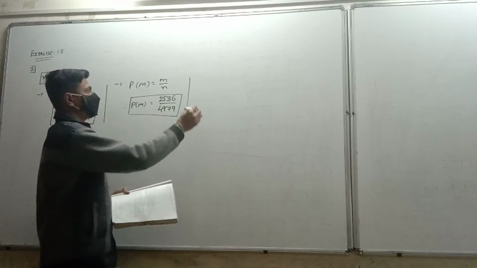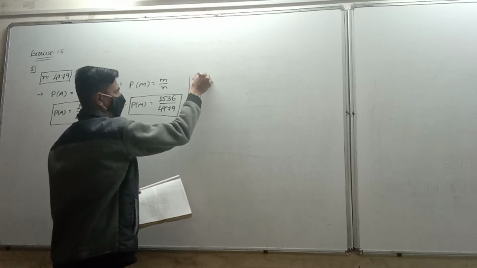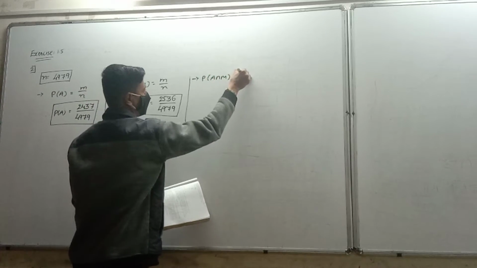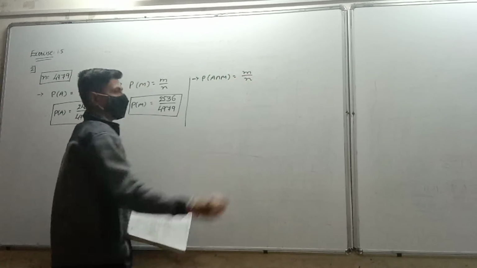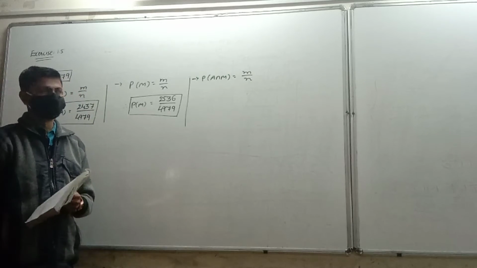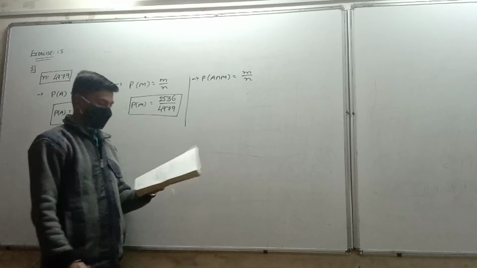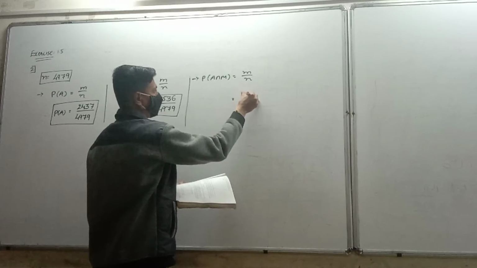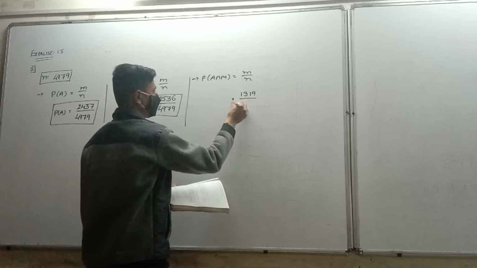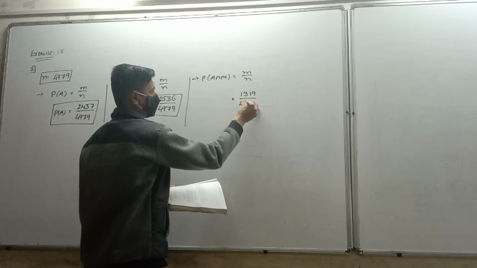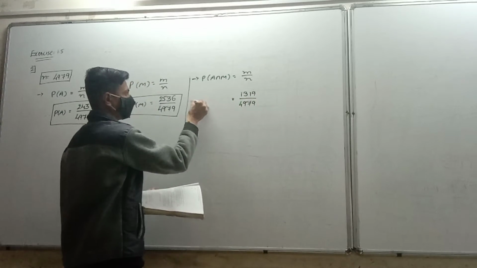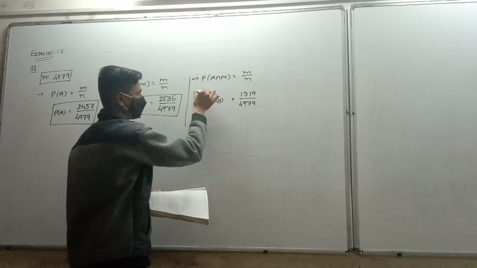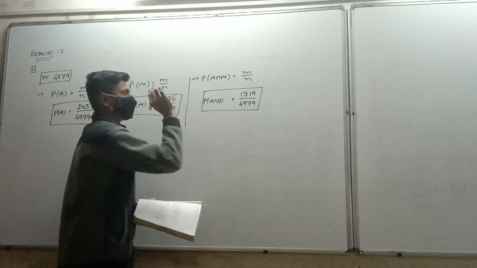New line, write down P of A intersection capital M is equal to m upon n. So your favorable outcomes 1319 upon 4979. Okay.